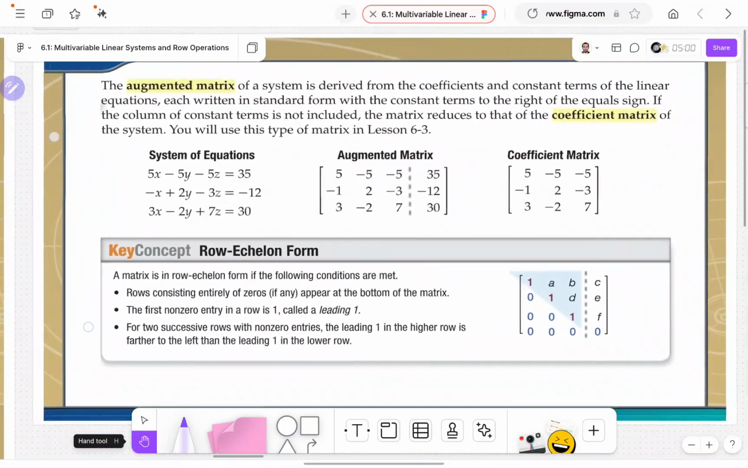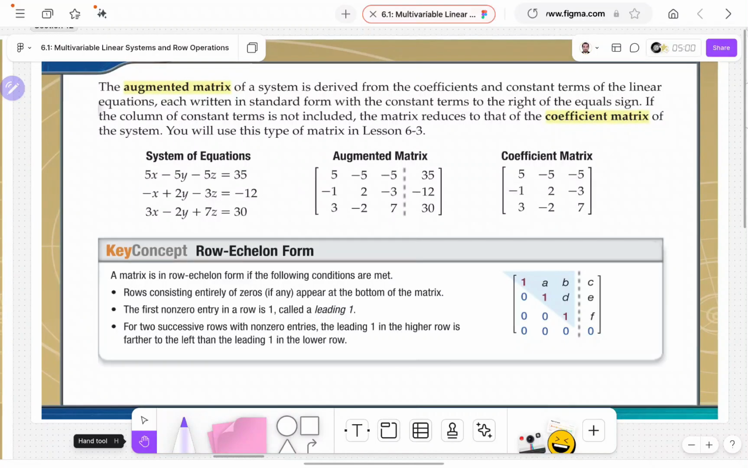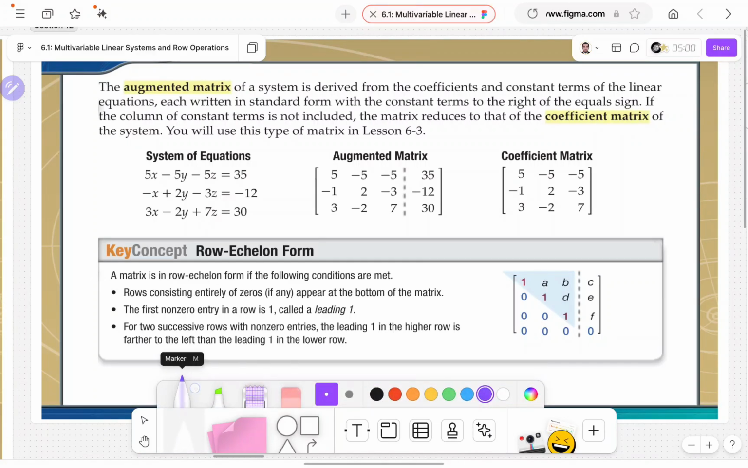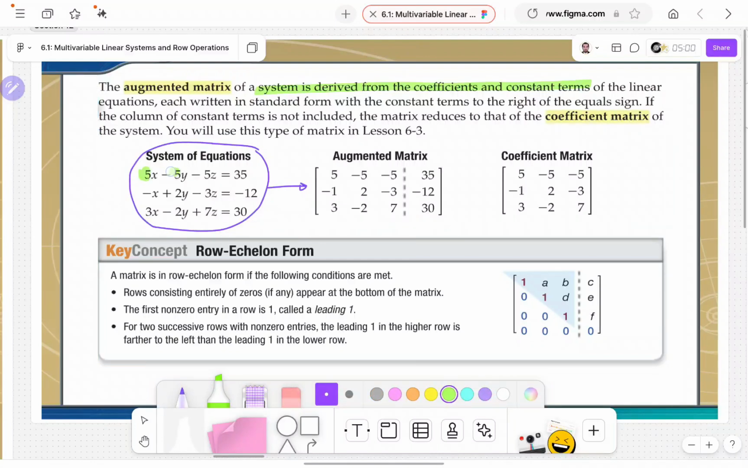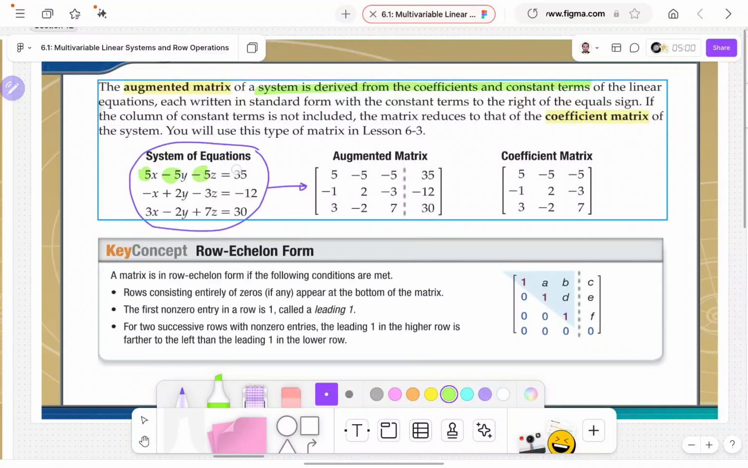Now, the second one, we call it here the augmented matrix. The augmented matrix is the system derived from the coefficients and the constants. So only the coefficients and the constants that are in the equation. So the system is derived from the coefficient and constant terms of a linear equation. For example, look, this is a system of equations. From here to here, what do you think happened? We just took only the numbers. We took 5, we took negative 5, we took negative 5, we took 35. Do you see all these?